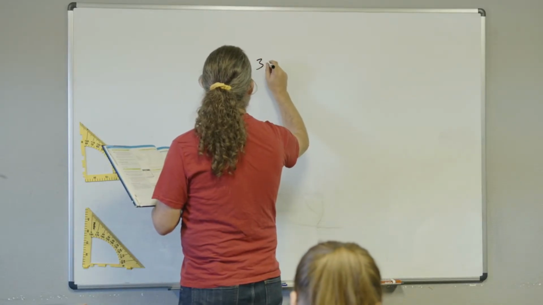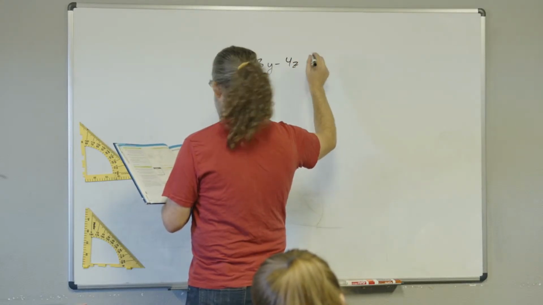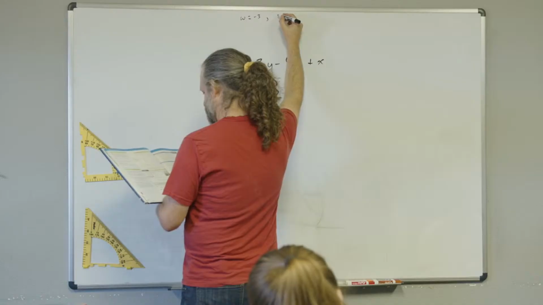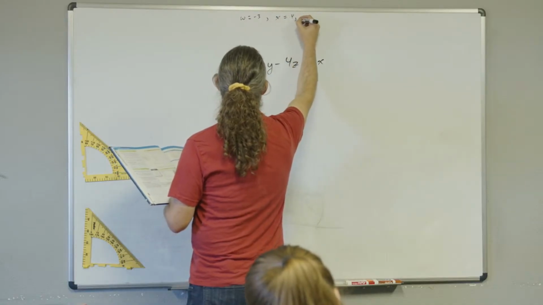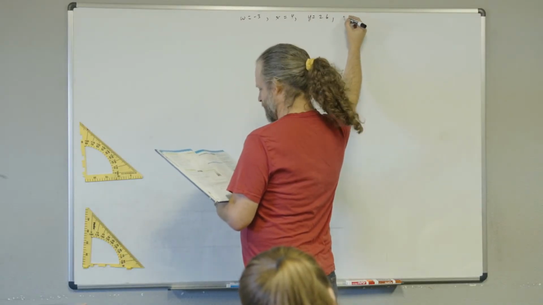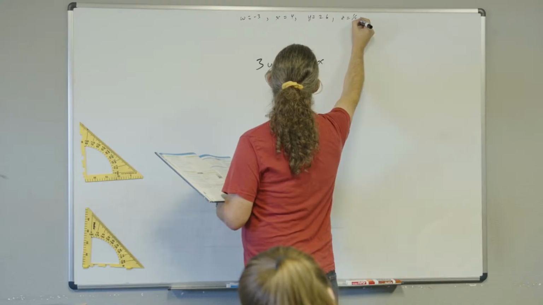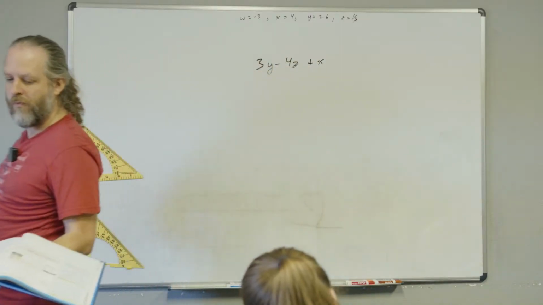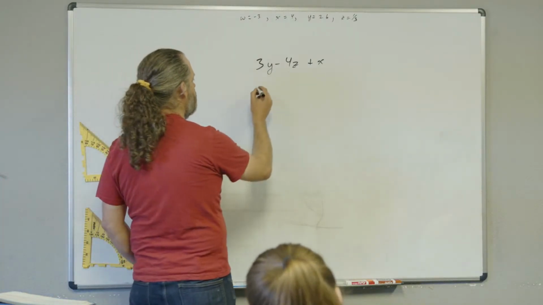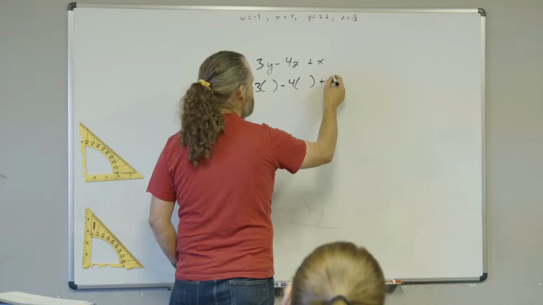Okay, 16. 3y minus 4z plus x. And we are told up here that w equals negative 3 and x equals 4 and y equals 2.6 and z equals 1/3. So what should we do? We should replace the variables in the problem. Sounds good. Replace the variables with parentheses.